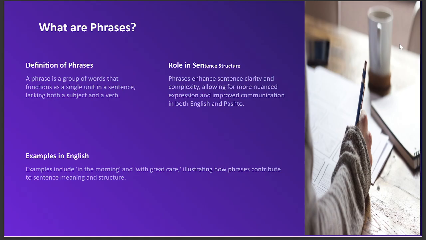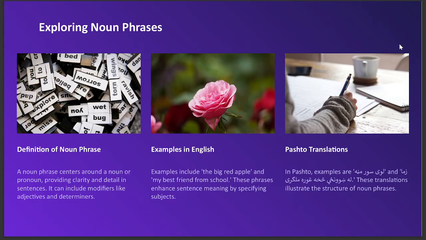Now, there might be a difference between the SOV and SVO word orders of Pashto and English. An example in English includes "in the morning" and "with great care." If you see, these examples contribute to the sentence's meaning and structure, but they lack a particular verb and subject together. They don't have both of the components in the same place. Now we come to the types of phrases.